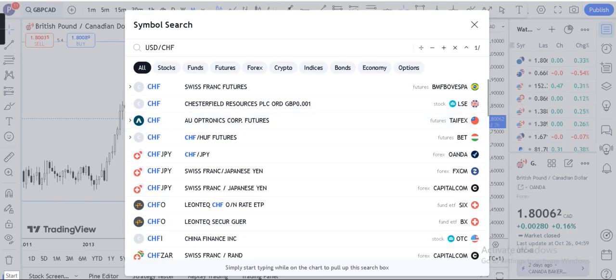Now for the USD CHF, I always prefer making use of Oanda to select the pair I actually love to trade. So we click on Oanda and then we allow the chart to load up.